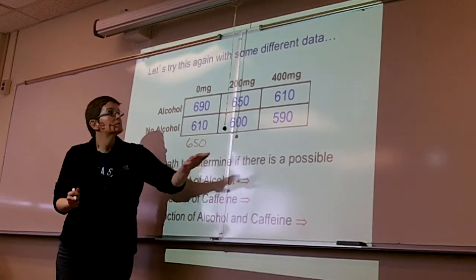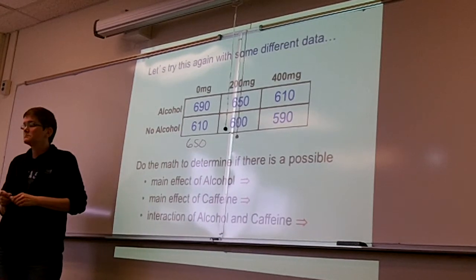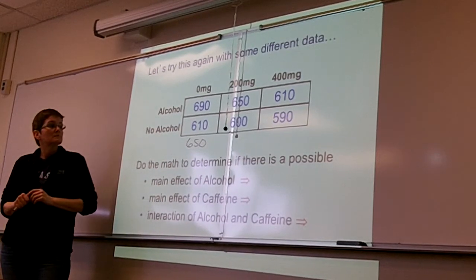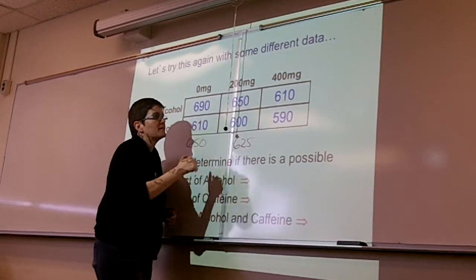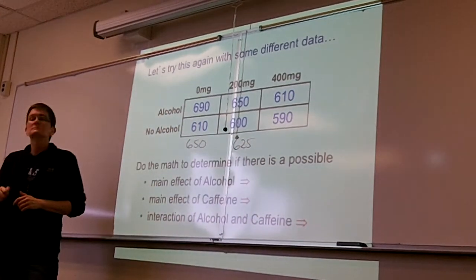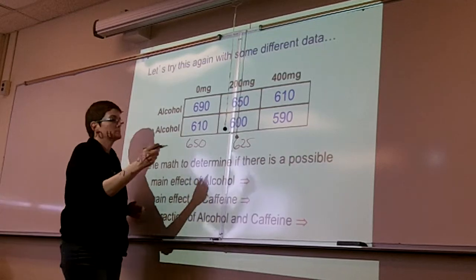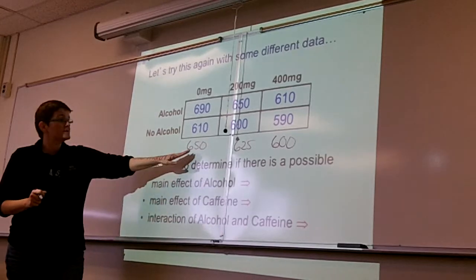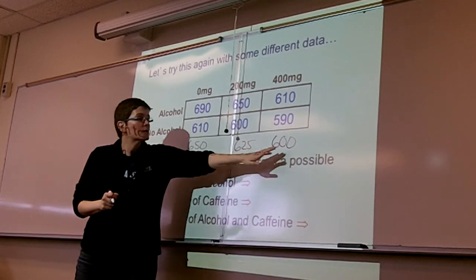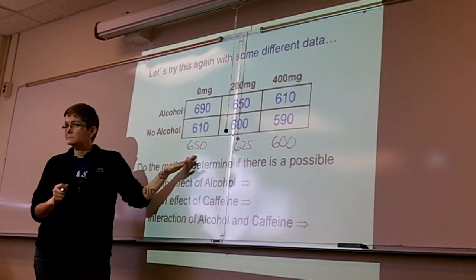And what's the average for 200 milligrams? 625? And what about the average for 400 milligrams? 600. Okay, so what do I have? I have a difference of 25, another difference of 25, and a difference here of 50.